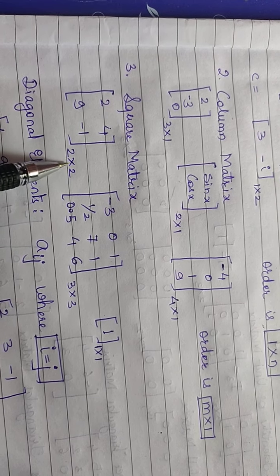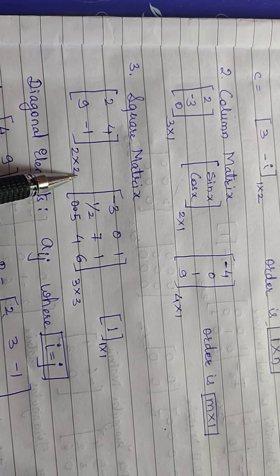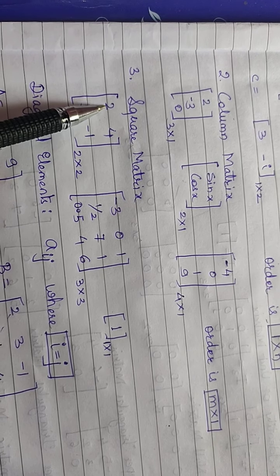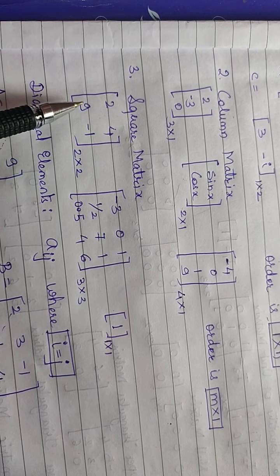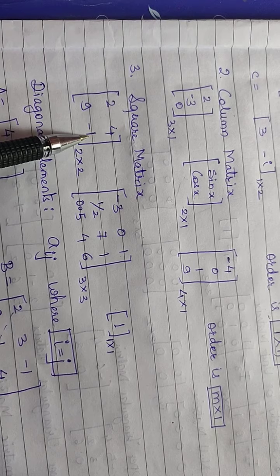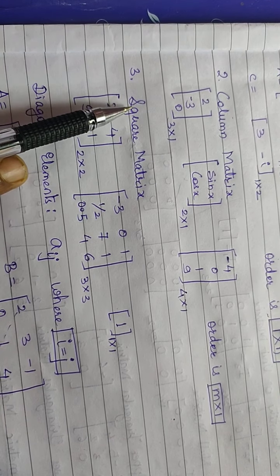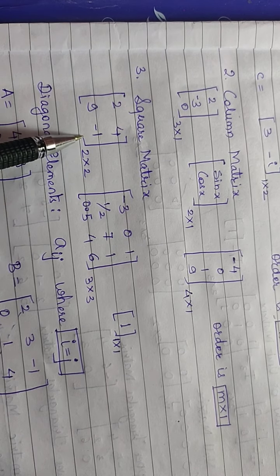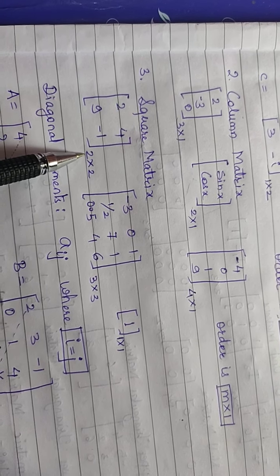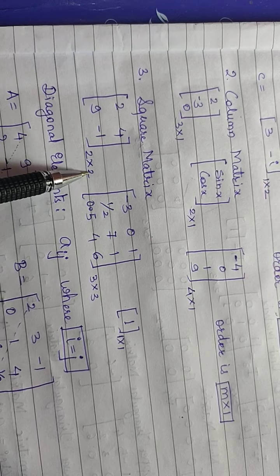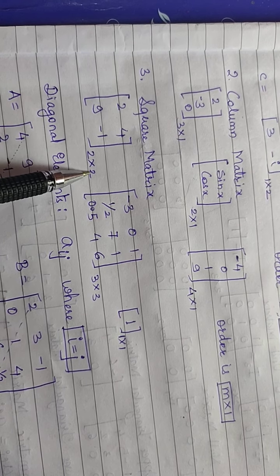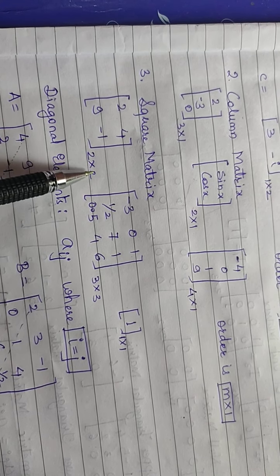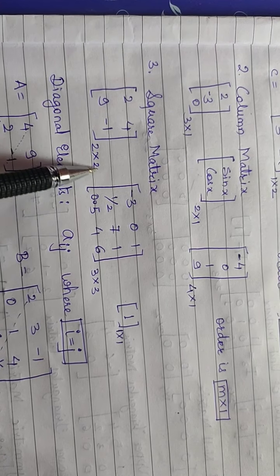In the square matrix, the number of rows are equal to number of columns. So first row is 2 and 4. Second row is 9 and -1. And first column is 2 and 9. And the second column is 4 and -1. So there are 2 rows and 2 columns. Order of this matrix is 2 by 2. Number of rows is equal to number of columns.